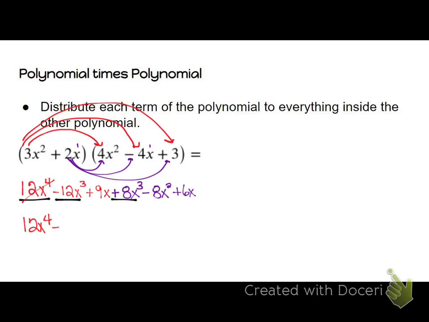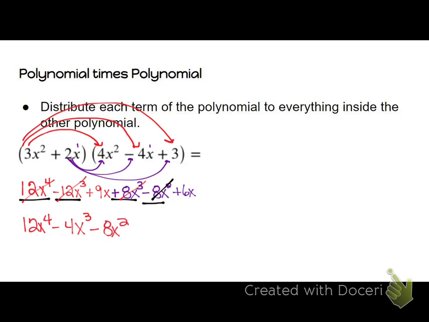Negative 4x to the third. Okay, so my exponent and variable stays the same. Bam, bam, done with that. Okay, the next highest power is negative 8x to the second. Can I combine that with anything? No. Nothing there to combine it with, so I bring it on down.